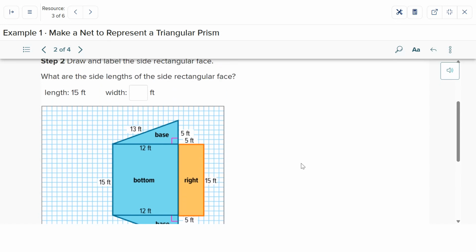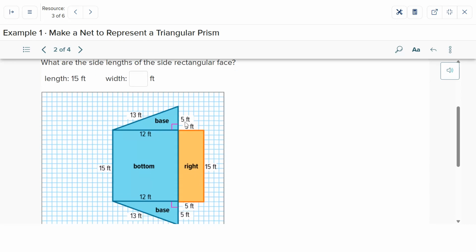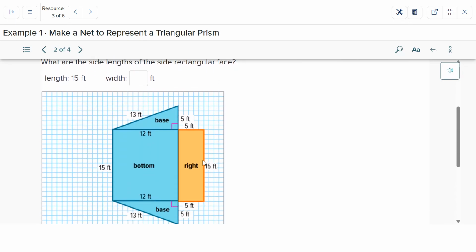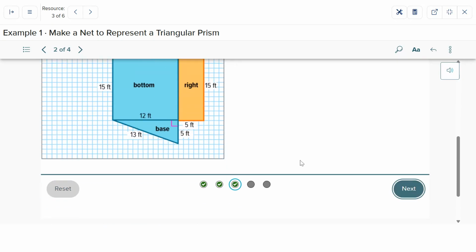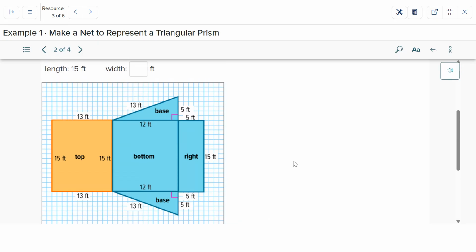Okay. Then we've got these 2 sides to deal with. So let's just put this one here. This is a rectangular face. We can get our dimensions again straight from the prism itself. If the length is 15, then our width is going to be 5. And then finally, we've got another situation.